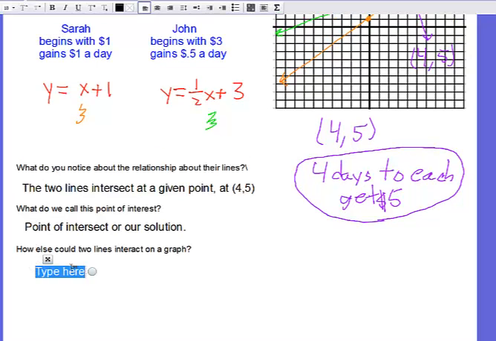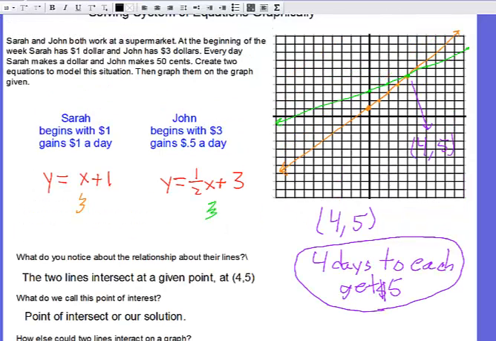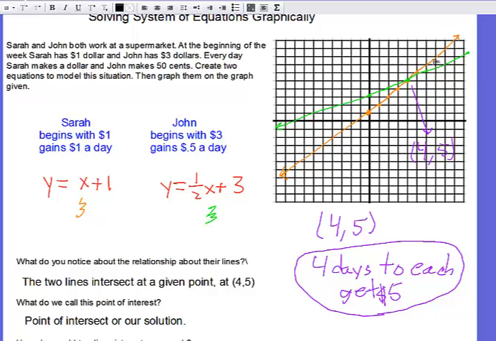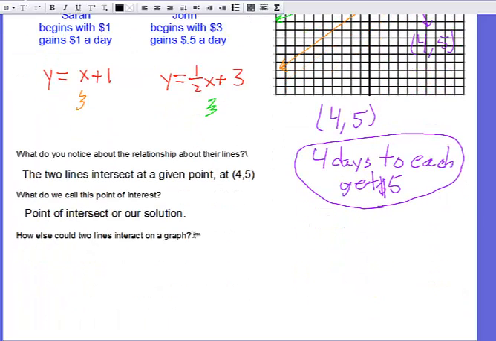How else could the 2 lines interact on the graph? Okay. Well, if we look up here, we have 2 lines that meet once. These lines are straight. They're never going to come back to one another. So the lines can never meet more than once. But we got to think, what are other ways that graphs can meet that isn't 1? And I just said it can't be more than 1, so you got to think different.